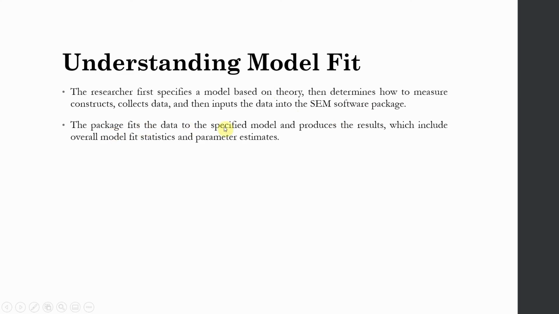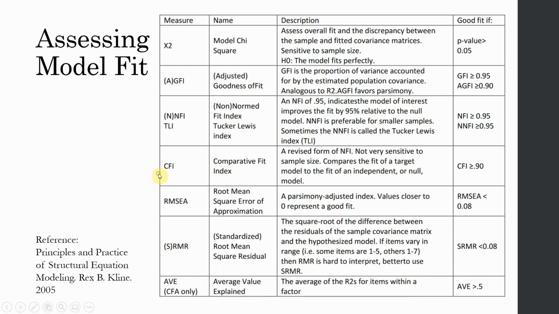The package actually fits the data into the specified model and produces the results, which include overall model fit statistics and parameter estimates. Now, model fit is actually the feasibility of the model with the data. Whether your data actually fits the proposed model or not. Now, there are a number of statistics or indices that one can use to assess whether your data is actually fitting the model or not. AMOS will provide you with a number of different indices, but the most commonly used are these ones.